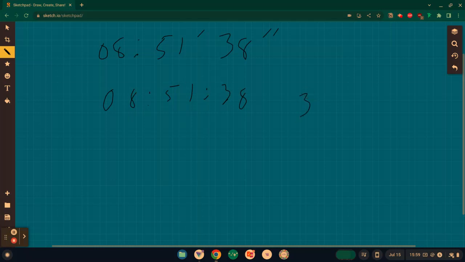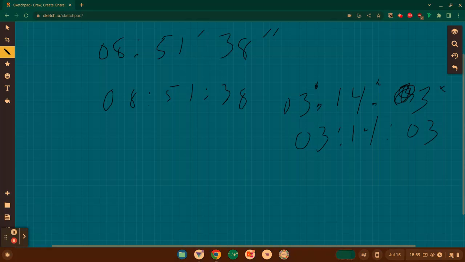And what if our time was 3 hours? What if our Greenwich sidereal time was 3 hours, 14 minutes and 3 seconds. I'm sorry, I'm getting confused, but you know what I mean. I'm just trying to write it the way you would normally write time. 14 and 3 seconds. So with the longitude, once we get the longitude, we either add or subtract that to the Greenwich sidereal time, and it'll make sense when we get there, and I'll explain that when we get there.